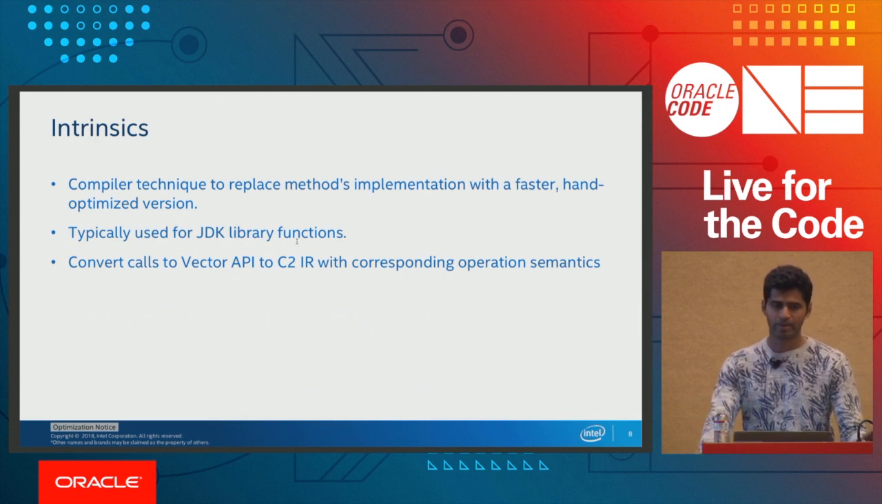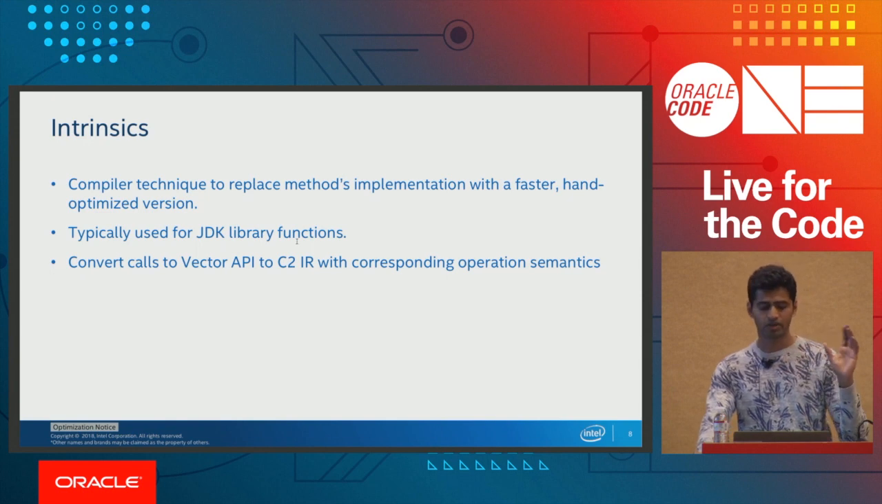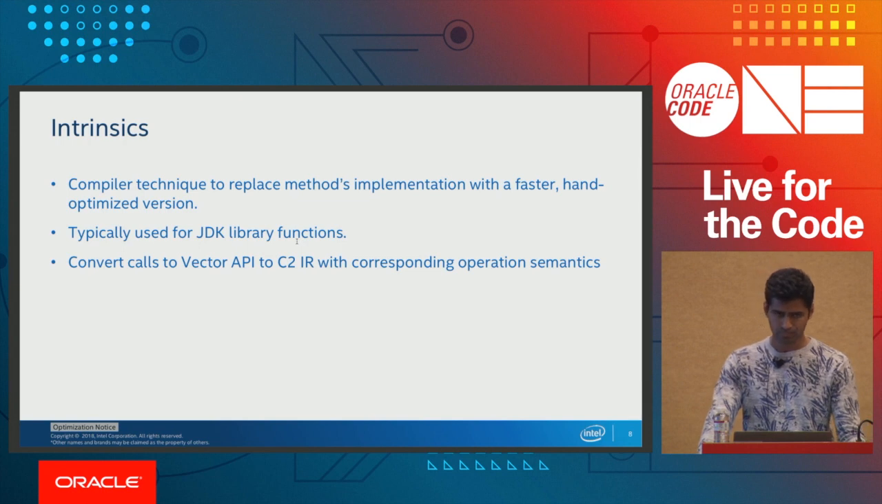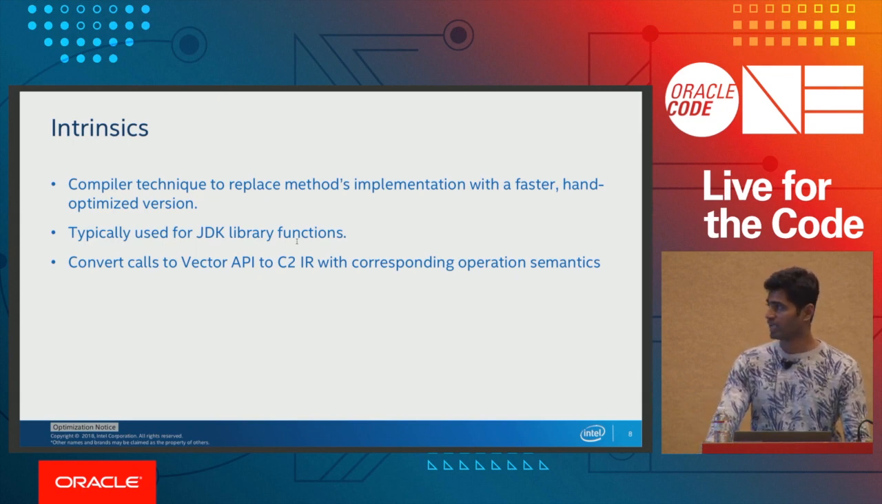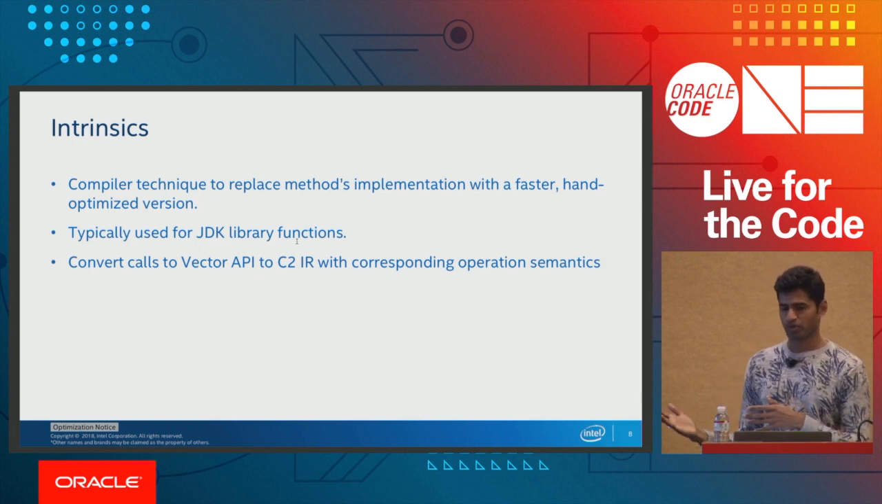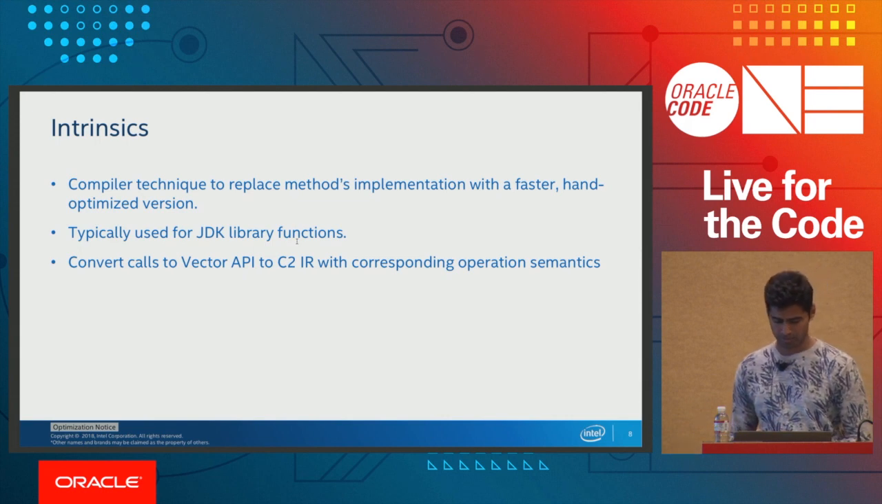Intrinsics is a well-known mechanism which is used to replace method call implementations with special hand-coded optimized implementations. It's used currently for many common JDK methods. To name a few, there is System.arraycopy, Object.hashCode, etc. Similarly, we have intrinsics defined to convert vector API calls to corresponding IR nodes, which represent the same semantics as the method call.